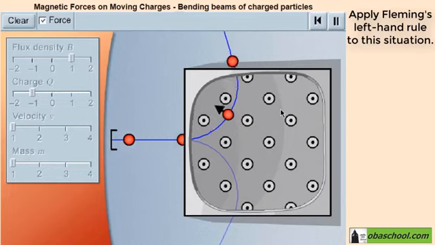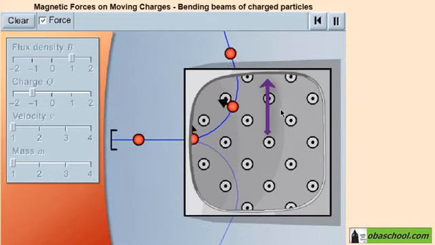Try to apply Fleming's left-hand rule to this situation. Your thumb will point in the motion direction, which is upwards. Your first finger must point in the field direction, which is out of the picture. Your second finger must point in the current direction, which is right to left. Good job!